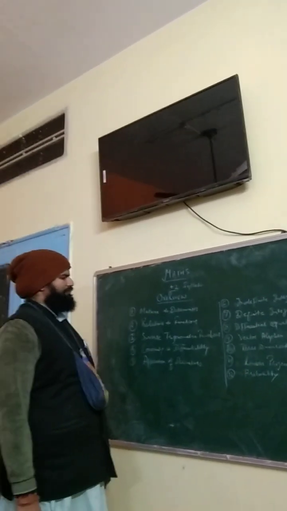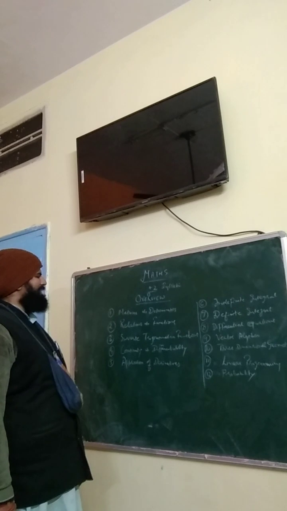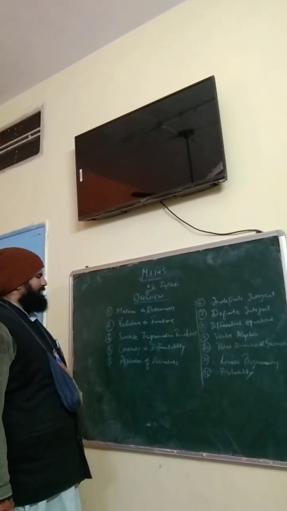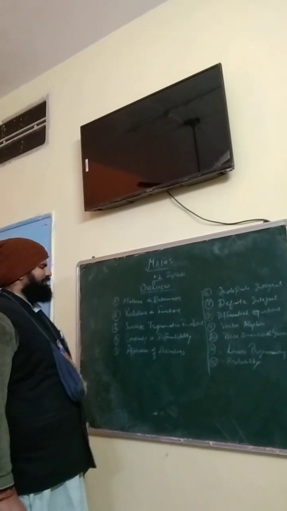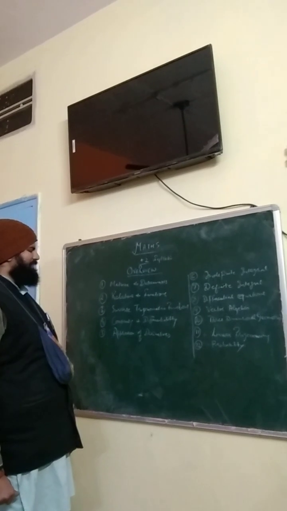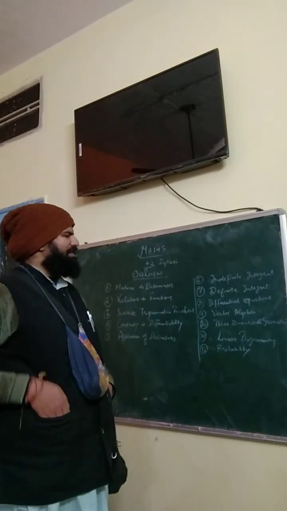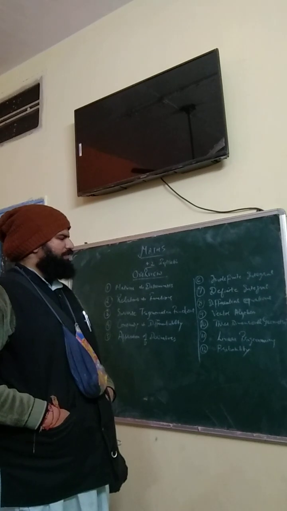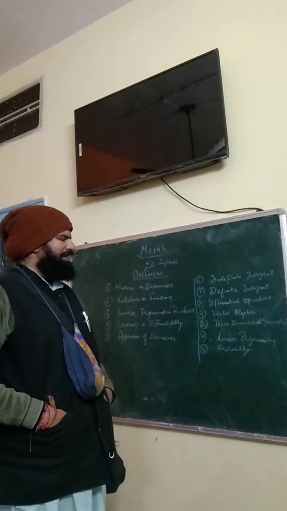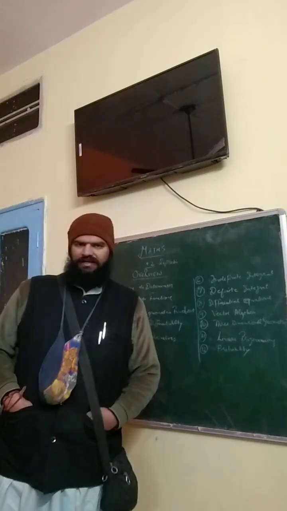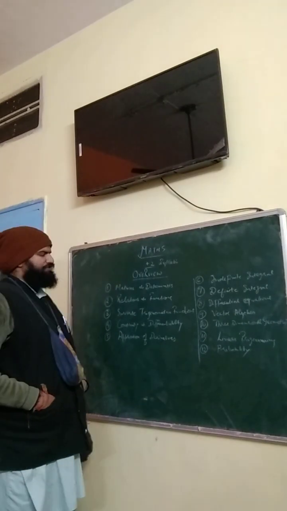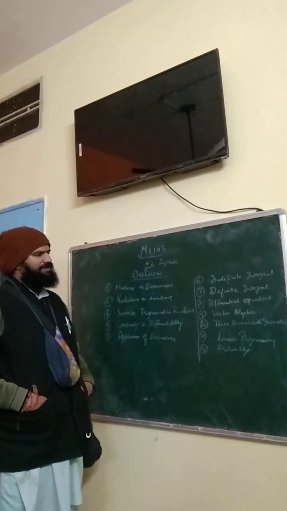Today we are going to have a detailed overview of the plus 2 mathematics syllabus. First of all, we have 12 units: matrices and determinants, relations and functions, inverse trigonometric functions, continuity and differentiability, application of derivatives, indefinite integral, definite integral, differential equations, vector algebra, 3D geometry, linear programming and probability.